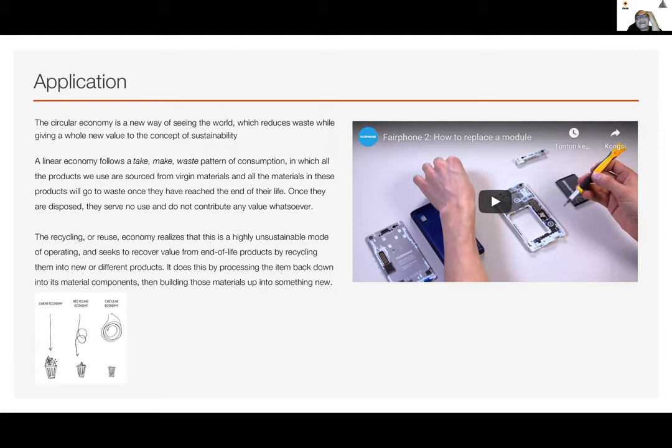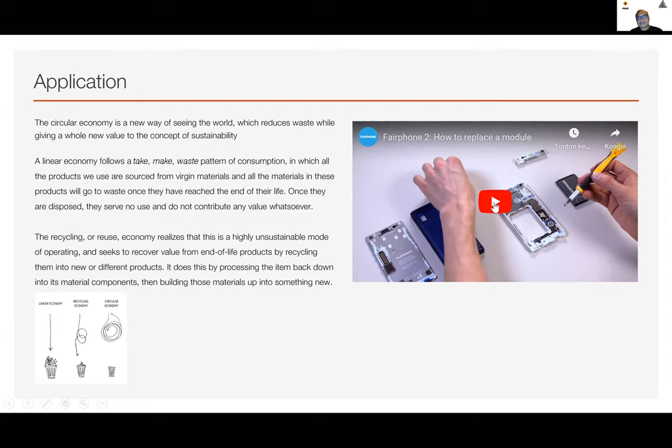So the circular economy is now a new way of seeing the world, how we want to reduce waste while giving a whole new value to the concept of sustainability. Now, in order to implement this system, the products need to be durable. It cannot be flimsy. It needs to be sturdy and durable, because right now you're talking about a product whose lifespan may be 100 years, because you want to give repurpose to the product.